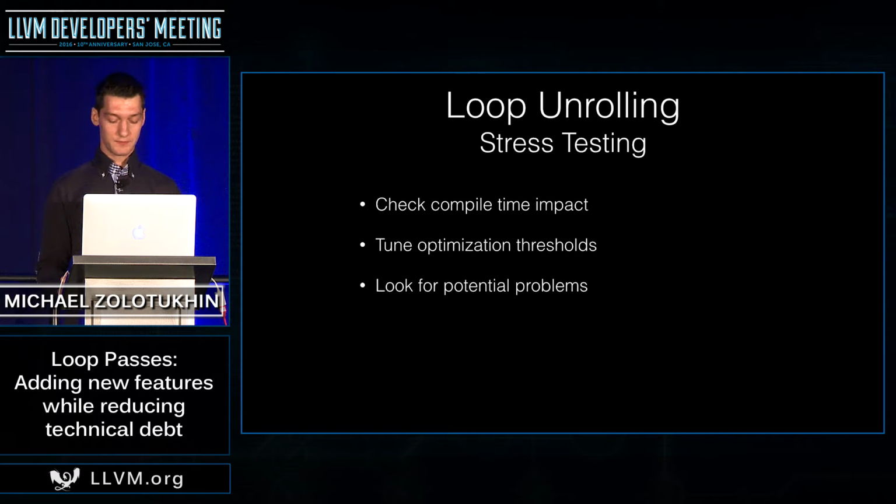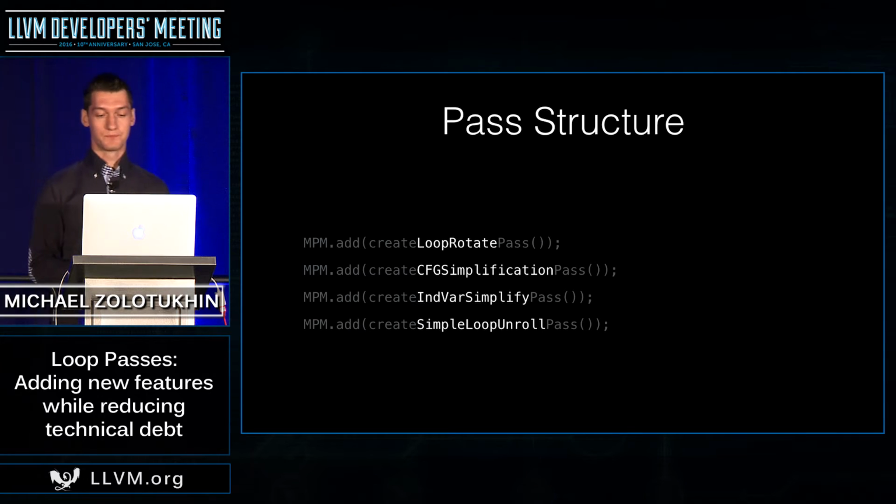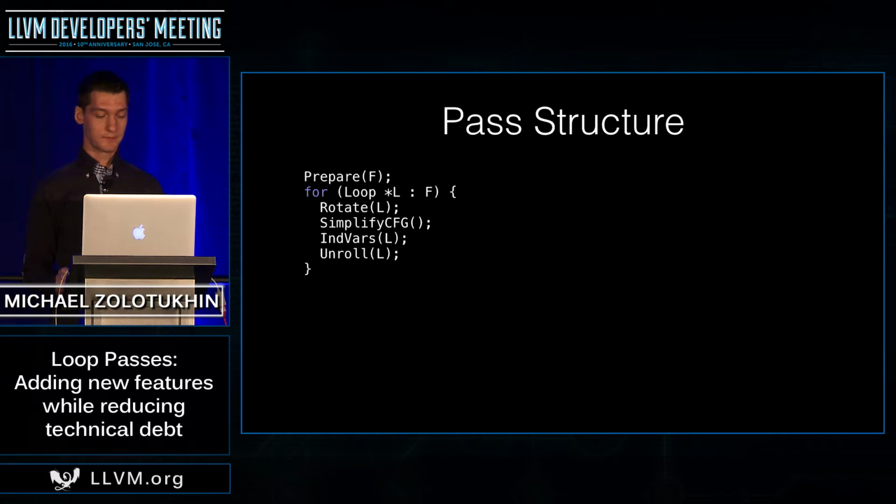And to start with, let's look at pass structure. This is a slightly edited code snippet from PassManagerBuilder.cpp. And usually when we see this code, we expect our passes to be run something like this. So first we do some preparations, we compute missing analysis, and then we run all our passes for all loops, starting from innermost and going to outermost.